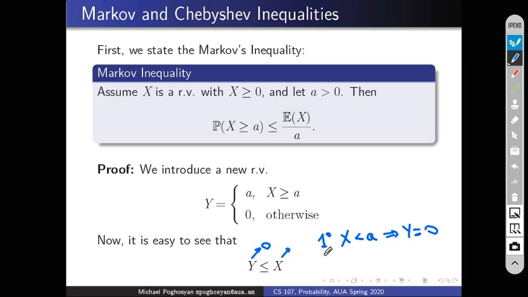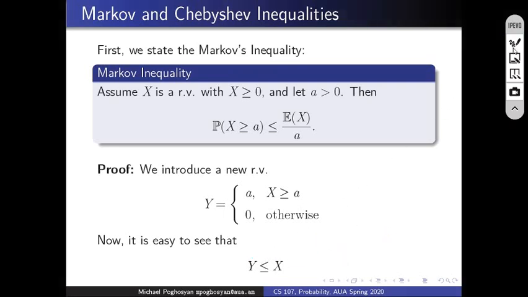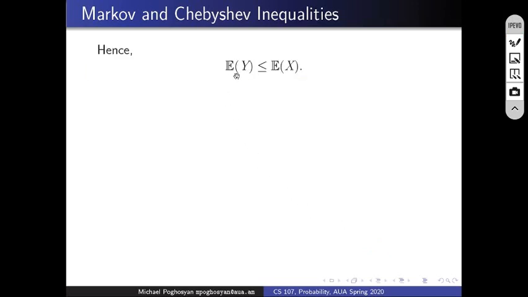In the second case, we will consider this case X is larger or equal than A. Then this will be X and this will be A. If X is larger or equal than A, then the value of Y is A. So we will have X is larger or equal than A, and this is correct by our consideration, because we are considering this case. So always this will be true. If that is true, then the expected value of Y is less or equal than the expected value of X.